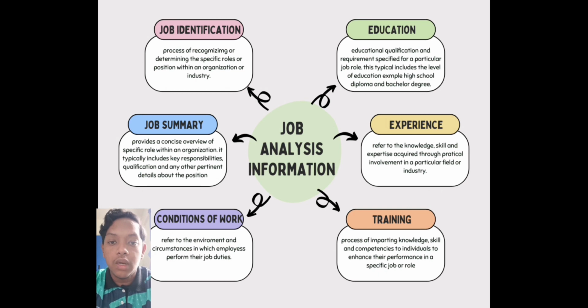The first one is job identification. Job identification is a process of recognizing or determining the specific role or position within an organization or industry. The second one is job summary. Job summary is provide a concise overview of the specific role within an organization. It typically include key responsibility, qualification, and other pertinent detail about the position. The third one is condition of work. It refers to environment and circumstances in which employees perform their job duty.